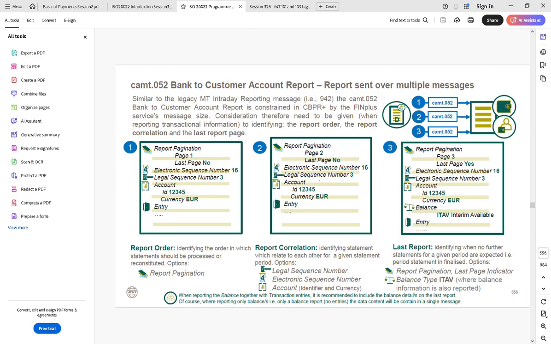This is not important, but at least we have referred to this one, so at least we should know that you have to read this also. CAMT.052.